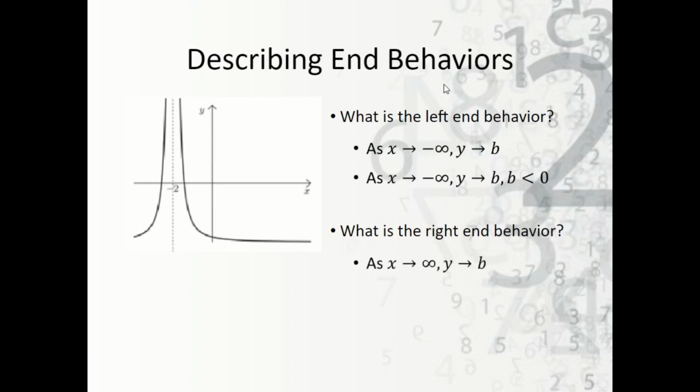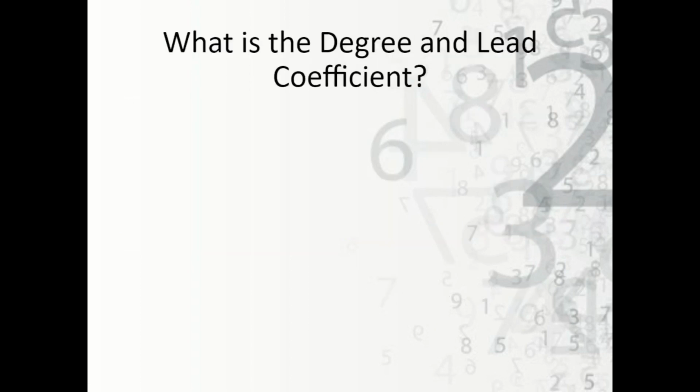Now, same thing on the right side. So as we approach infinity, as we keep going to the right, we're getting flat as well, approaching some value b, where b is the same thing as on the other side, and it is also less than 0. Now, what is the degree and lead coefficient?